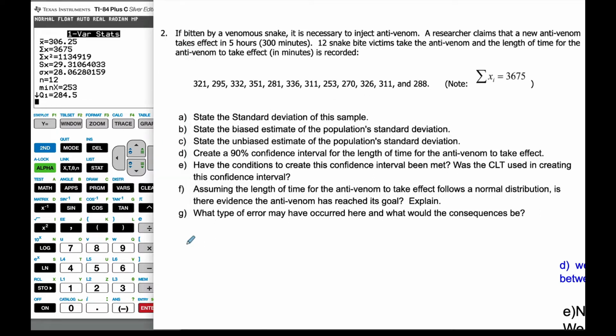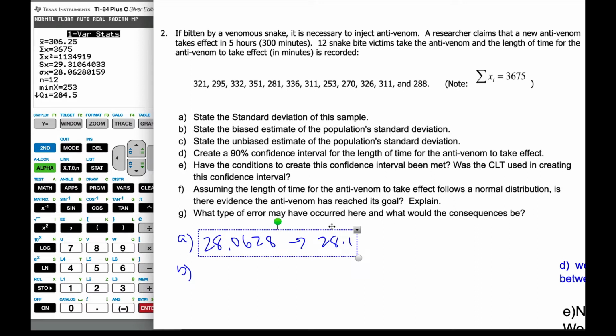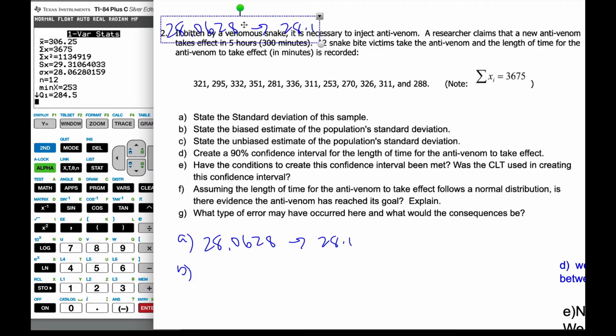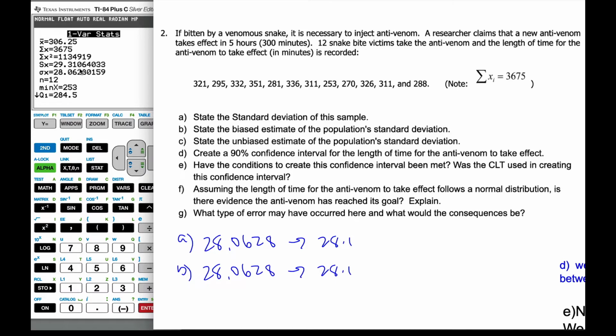And so A part says my standard deviation of the sample is going to be 28.0628 or 28.1. That's the standard deviation of these 12 numbers. State the biased estimate of the population standard deviation. Well, this here also is the biased estimate. So this sigma is the biased estimate of the population standard deviation.